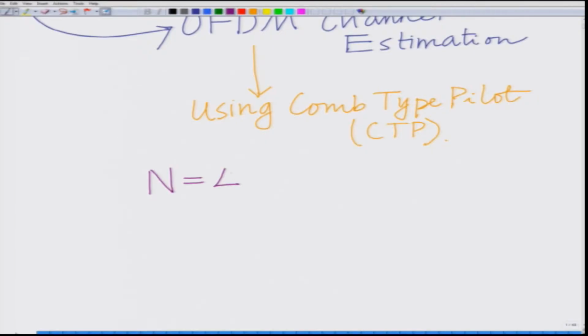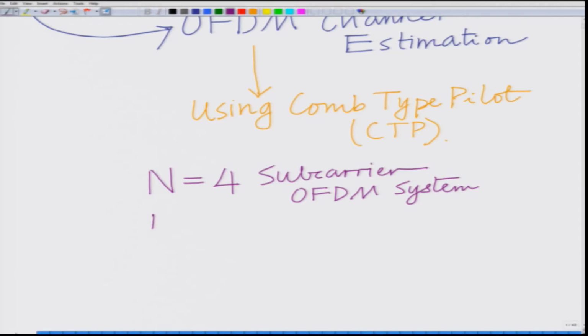Okay. So let us go back to our L equal to 2 tap, N equal to 4 subcarrier OFDM system, as we have considered previously also. N equal to 4 subcarrier OFDM system with L equal to 2 tap ISI channel, where ISI stands for inter symbol interference. All of you should be familiar with that by now. So L equal to 2 tap ISI channel.